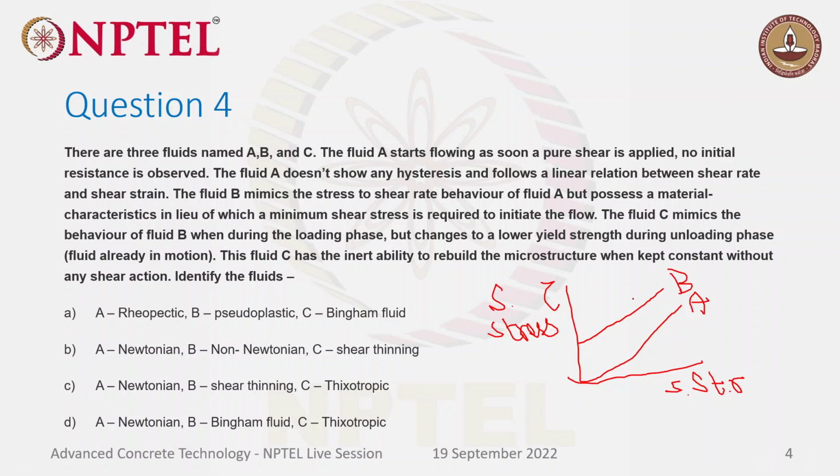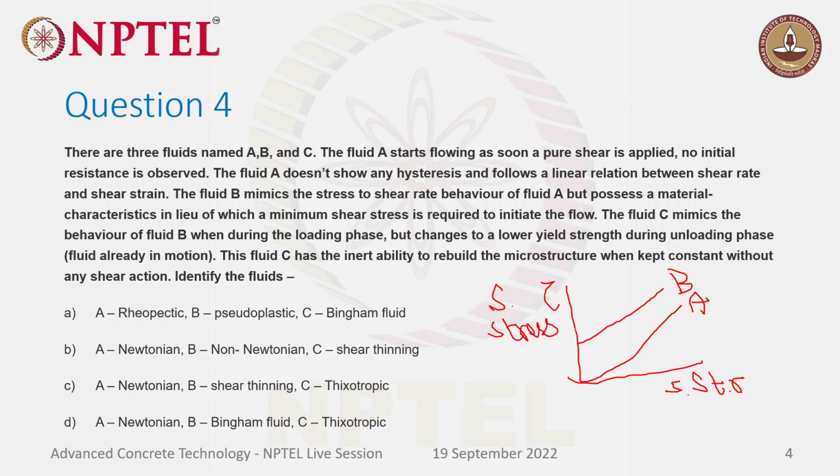Just reading the question and drawing here. Please give your answer in polls or chat box, please. And then fluid C mimics the behavior of fluid B during the loading phase, which means when we initiate the flow, when we try to mix the concrete, the behavior of fluid C is similar to fluid B, which means it has some shear stress.